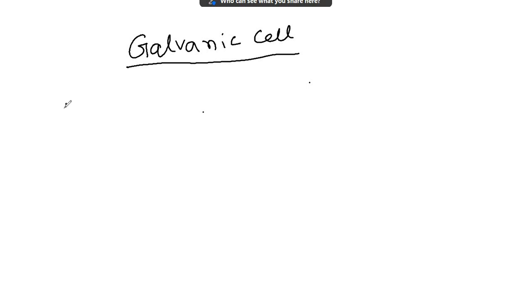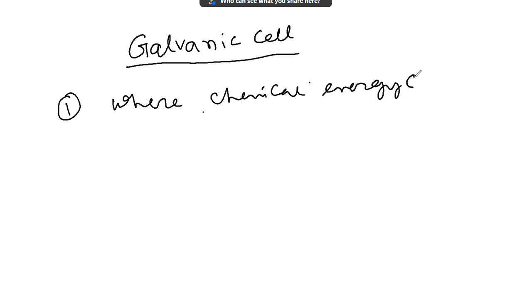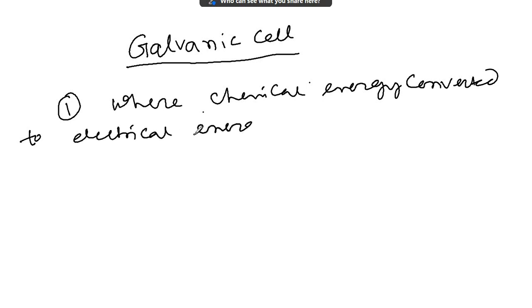First of all, a galvanic cell is a device where chemical energy is converted to electrical energy. In this case, there is no source of current. The chemical reaction takes place, and chemical energy is converted to electrical energy.